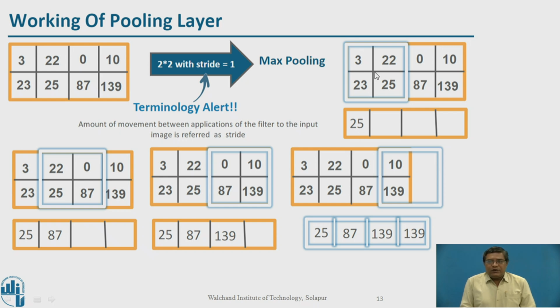The pooling layer moves to the next region of 2 by 2 size, and in this region 87 is the maximum value. Again it moves by one column. The next region is 0, 10, 87, 139. Here the maximum value is 139. Again it moves by one column and the maximum value is 139. So this convolved matrix is reduced to a single vector of values 25, 87, 139, 139. This pooled array has all the important information from the convolved matrix.